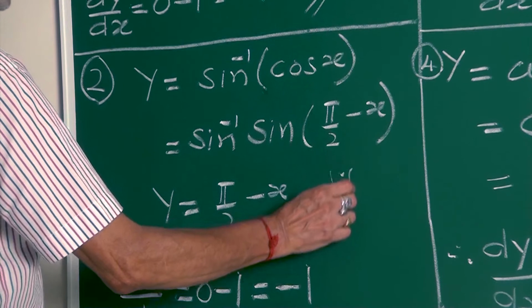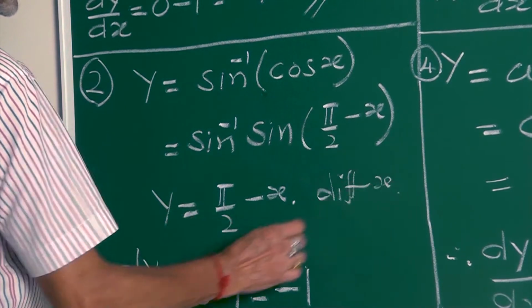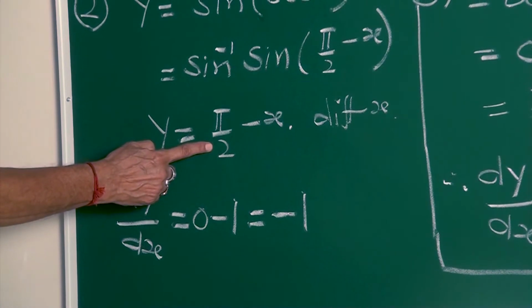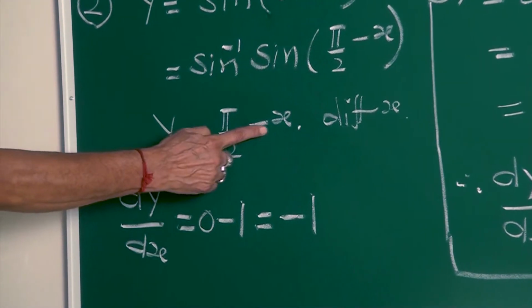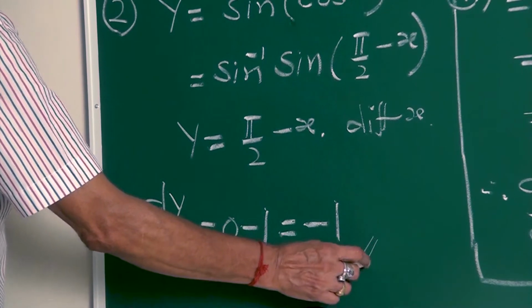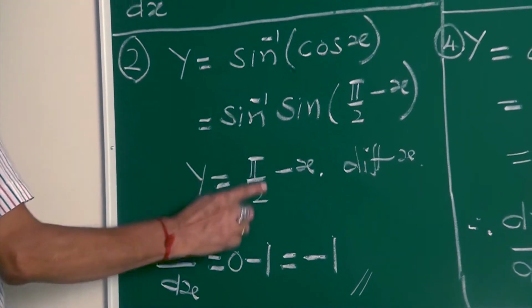Differentiate with respect to x. Divide by dx. Pi by 2 being a constant, its derivative is 0. Minus the derivative of x, which is 1. So the answer is minus 1. Answer is minus 1, yes, my friends.